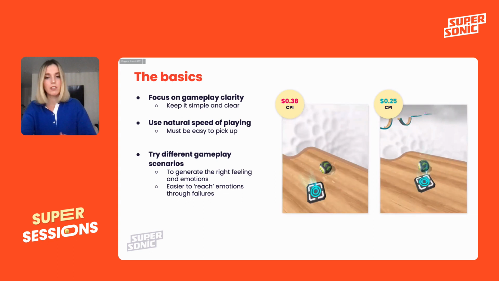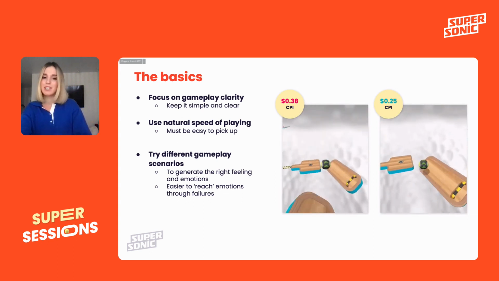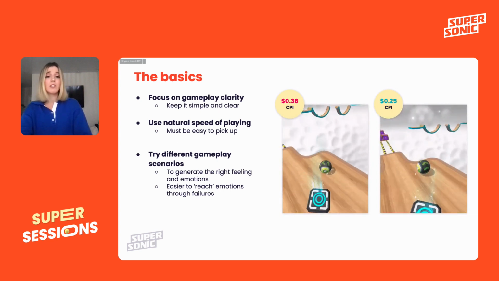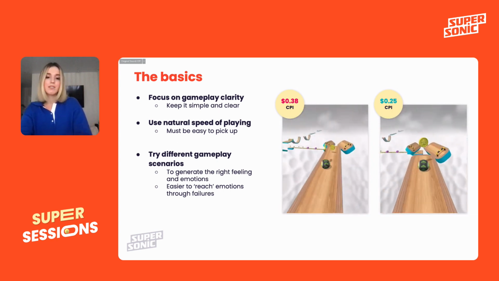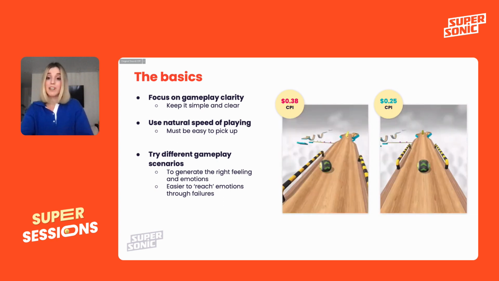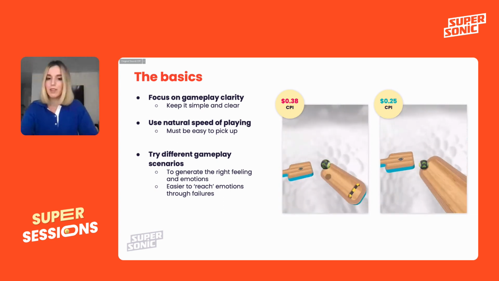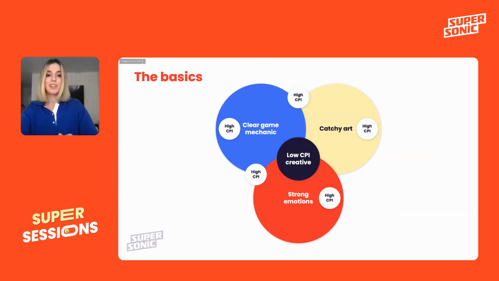So I strongly recommend you to try out these different gameplay scenarios, because eventually it's all about finding this, how I call it, sweet spot, how to play your game right in order to cause particular associations, emotions, and so on. I wish I could say, of course, there is one magic rule how to make very low CPI creatives, but it isn't. It's, of course, a combination of many parameters.